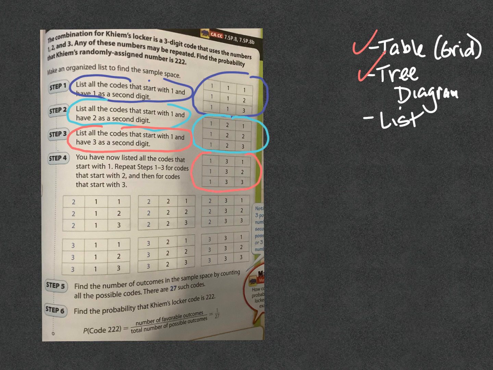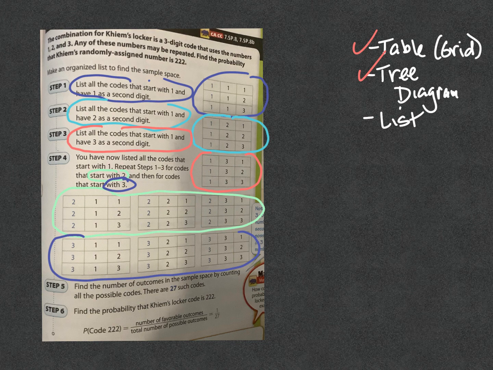Okay. Now that we have listed all the codes that start with 1, we're going to repeat steps 1 through 3 for codes that start with 2. That's all of these. Different colors start with 2. That's all of these. And then that start with 3. That's all of these. That's a lot, isn't it? So we do that same steps all the way through to get all of the potential options.